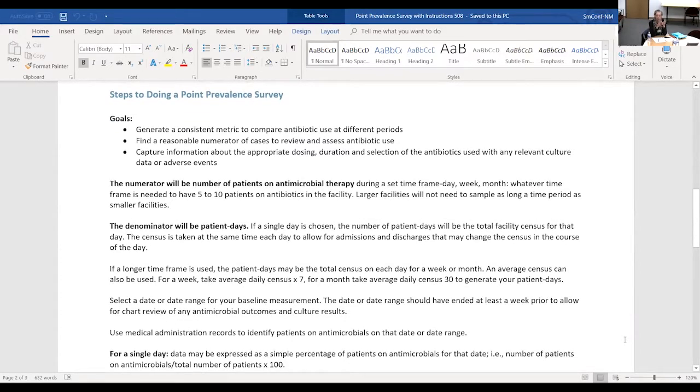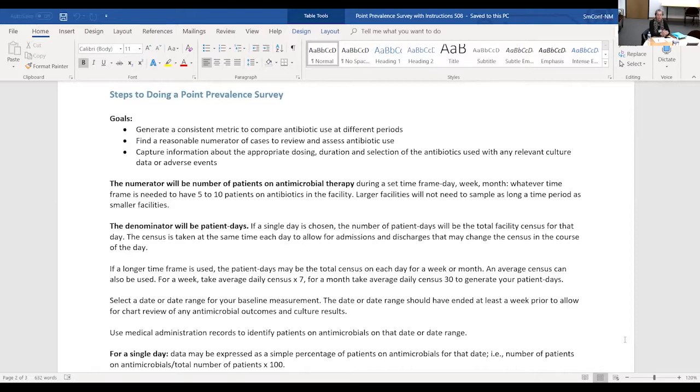So if you can't gather data in an ongoing way, you're going to have to gather some data maybe intermittently. So you want to gather enough so that you have a consistent metric to compare antibiotic use at different periods, and also find a reasonable numerator of cases to review and assess antibiotic use, and then capture all the details. So it's nice to have a numerator of at least 5 to 10 patients on antibiotics for your facility. For a small facility, that might be a month's worth. Larger facilities, it might be a day or a week.